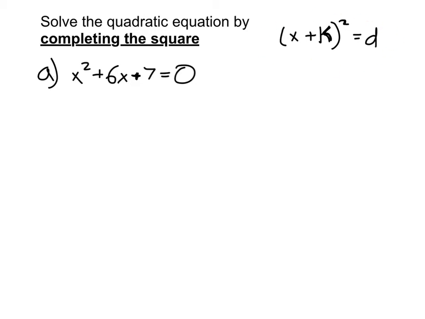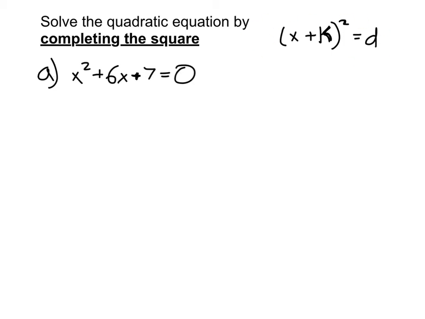You take the square root, you use the square root method, basically. You set x plus k equals plus or minus the square root of d, and then you solve for x. So if we can get into that format, that would be great. That's the goal. This is called a complete square.